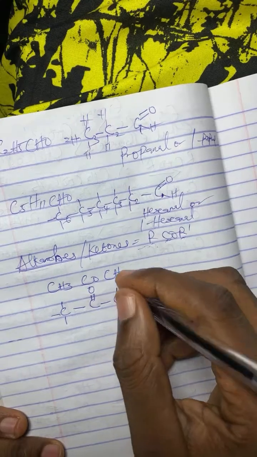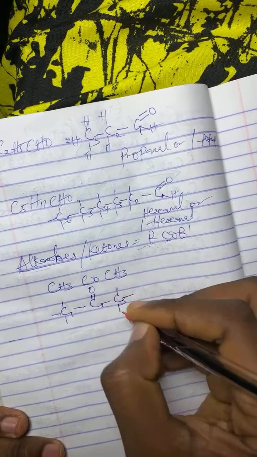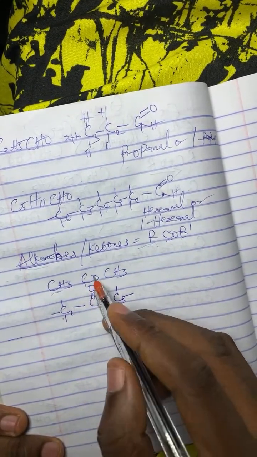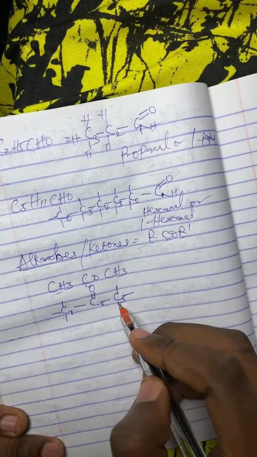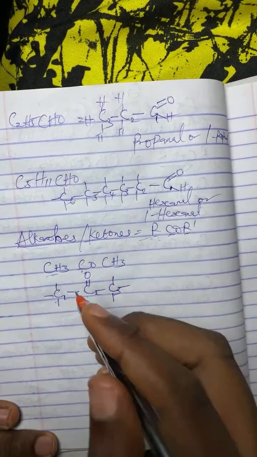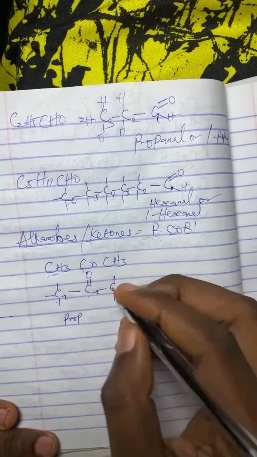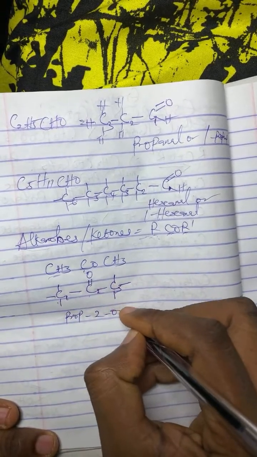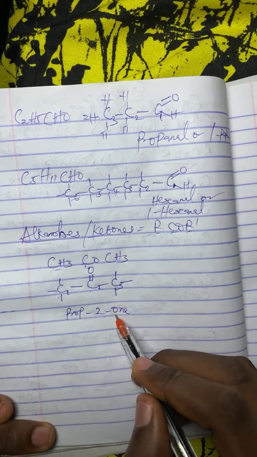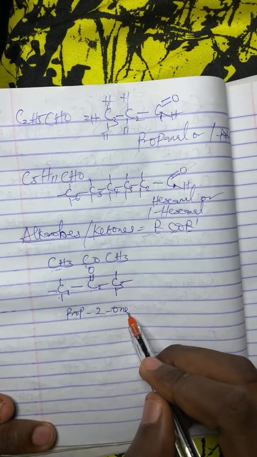So if I come here, I will name 1, 2, 3. Remember, this is CH3, this is C double bond O, and this is CH3. So if I want to name this particular compound, I will say this is what? Prop, because the family is prop, so it's propan-2-one. You write it as O-N-E, but when pronouncing it, you say it as one. So propan-2-one. Are we together now?